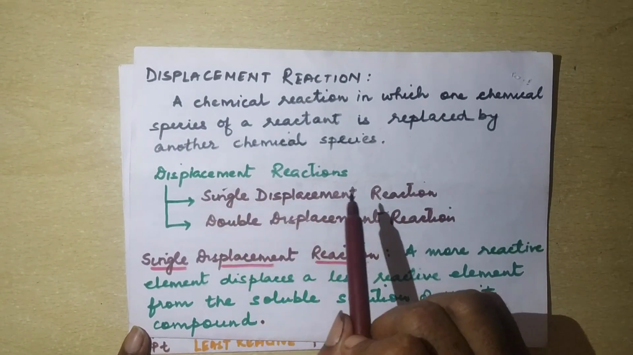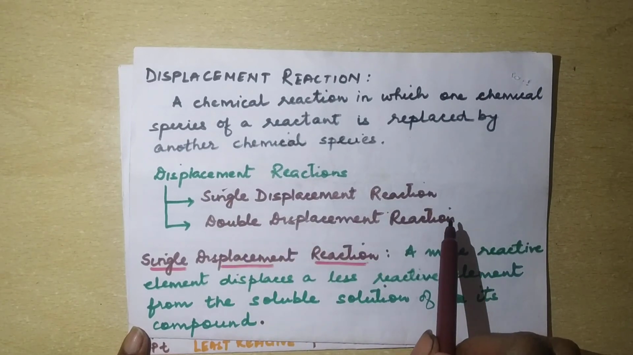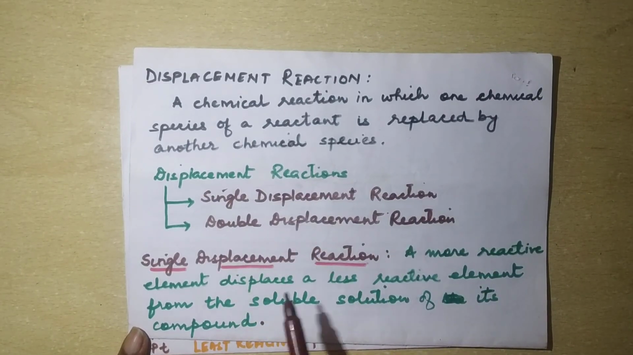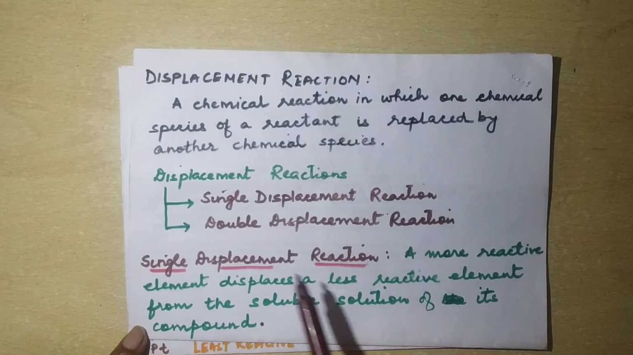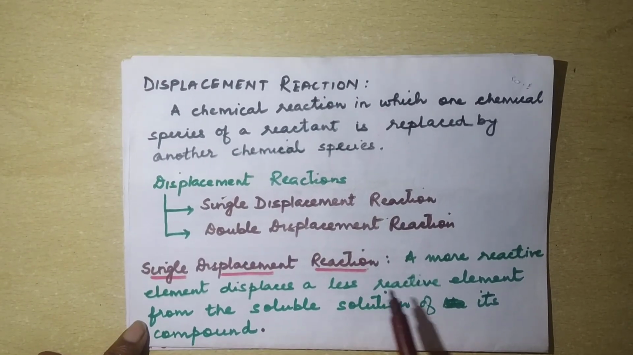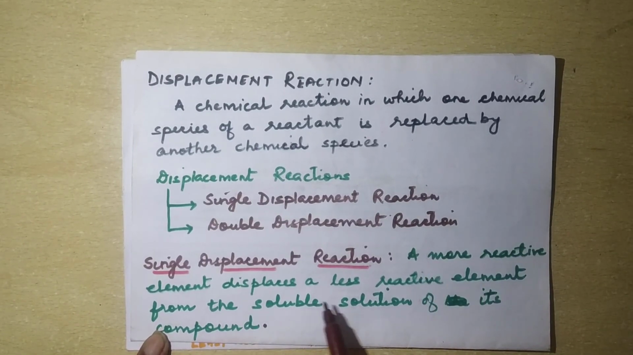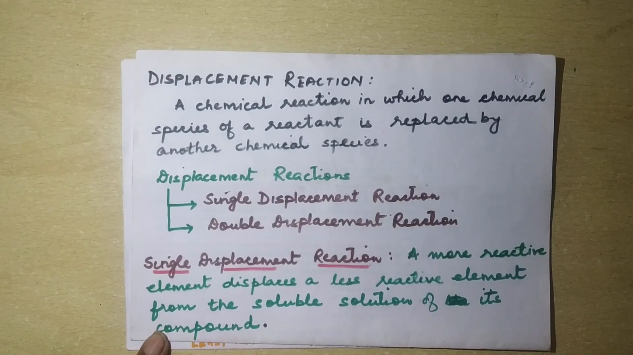Now there are two types of displacement reaction mainly. The first one is single displacement reaction and the second is double displacement reaction. Today we will be studying about single displacement reaction. So what is the definition of single displacement reaction? A reaction in which a more reactive element displaces a less reactive element from the soluble solution of its compound.